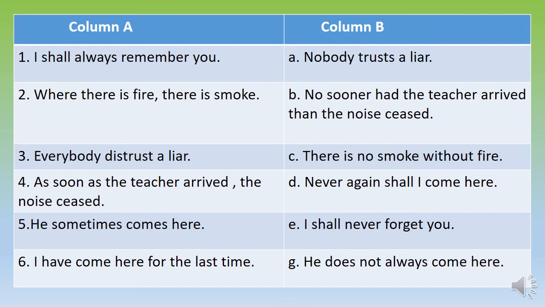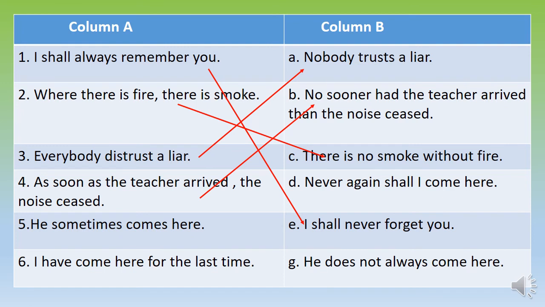So the first one, I shall always remember you. And it is, I shall never forget you. The second sentence, where there is fire, there is smoke. Dear students, which one do you think is appropriate for this sentence? It is sentence C from column B. There is no smoke without fire. Then the third sentence, everybody distrusts a liar. And the matching sentence is, nobody trusts a liar. Number 4, as soon as the teacher arrived, the noise ceased. And which is appropriate for this sentence? It is, no sooner had the teacher arrived than the noise ceased.